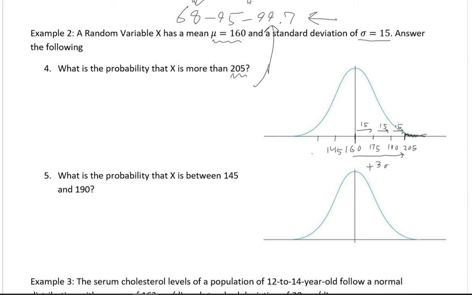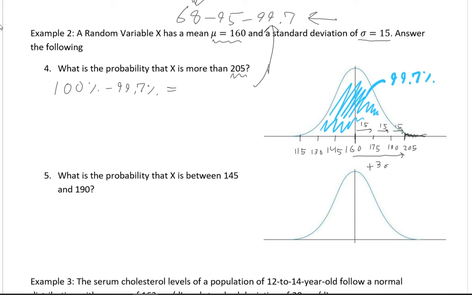We know that if we go 3 standard deviations away in both directions, which would be 115 to 205, this region here in the middle represents 99.7%. But we want the area in this tail. Like the previous problem, I can take 100%, the entire curve, subtract away 99.7%, and we get an answer of 0.3% in these two tails, the left tail and the right tail.